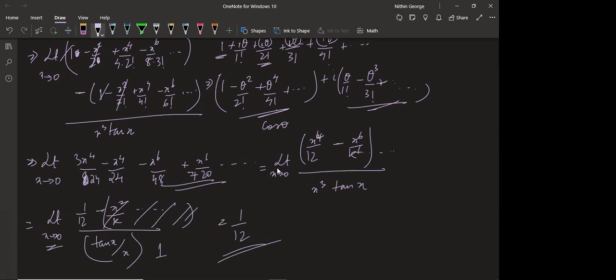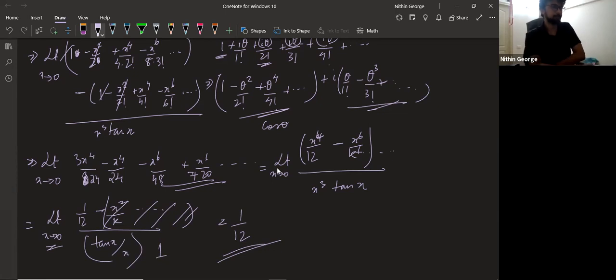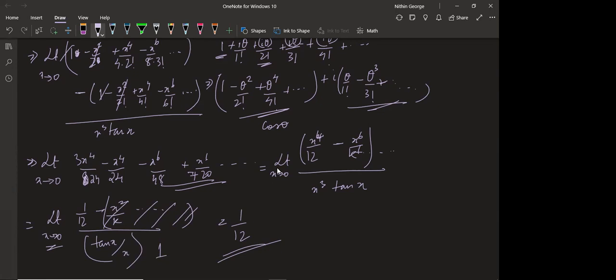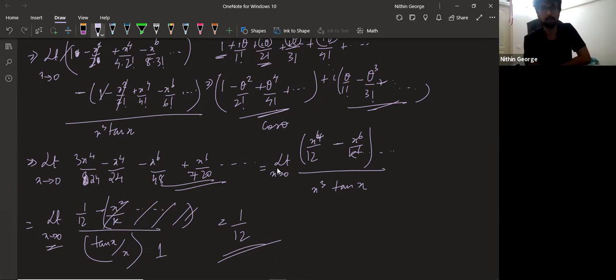Yes, sir, got it. Now, sir, is it not possible to use L'Hopital rule, sir? L'Hopital rule you can use, but it will be very long. You'll have to keep differentiating again, right? There's x cube by x cube into tan x. So you want to remove the 0 from the denominator as well. So how many times should you differentiate? Oh, yes, sir. Okay.